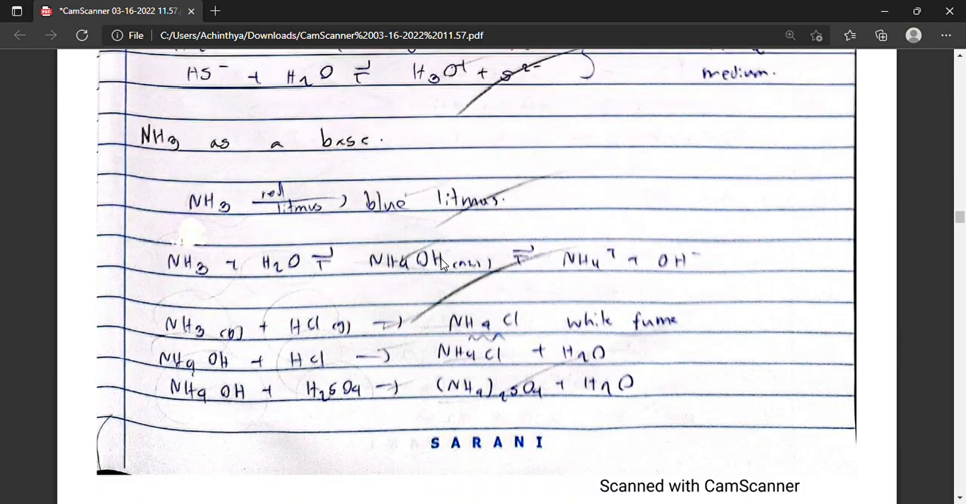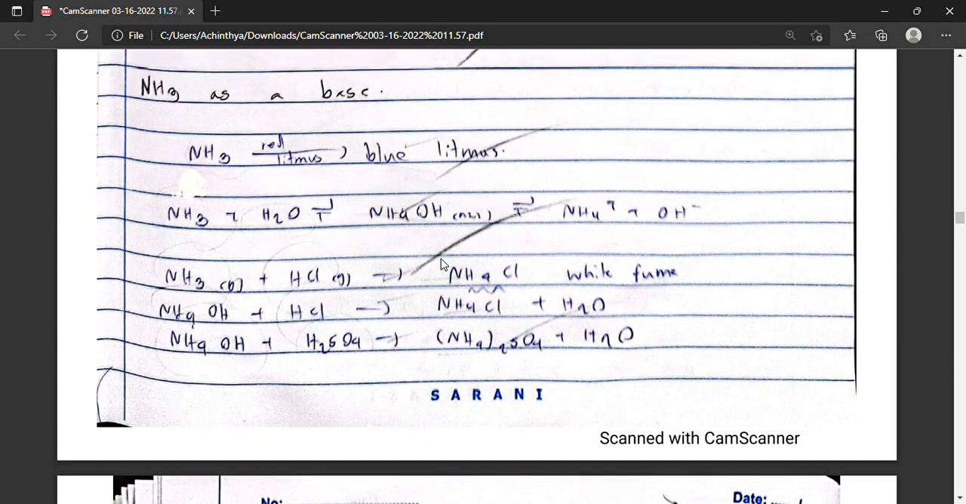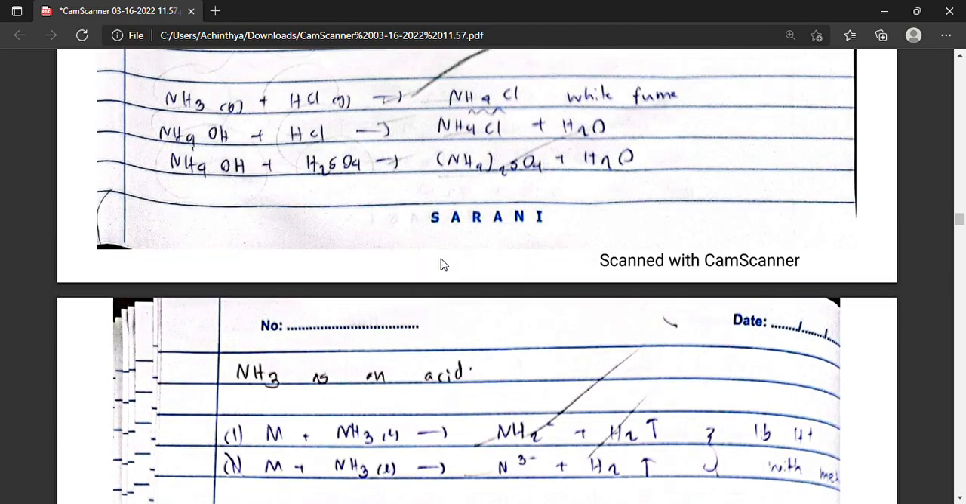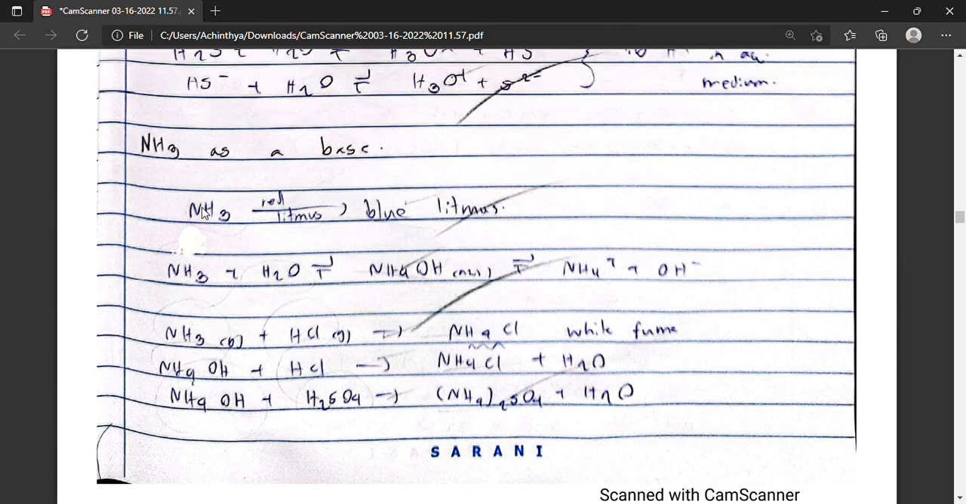Now we'll talk about how ammonia acts as a base. Actually, how it acts as an acid as well. Well, here, ammonia, when we expose it to red litmus, turns it into blue litmus. So yeah, this is a very typical example of how we can prove the basicity of ammonia.